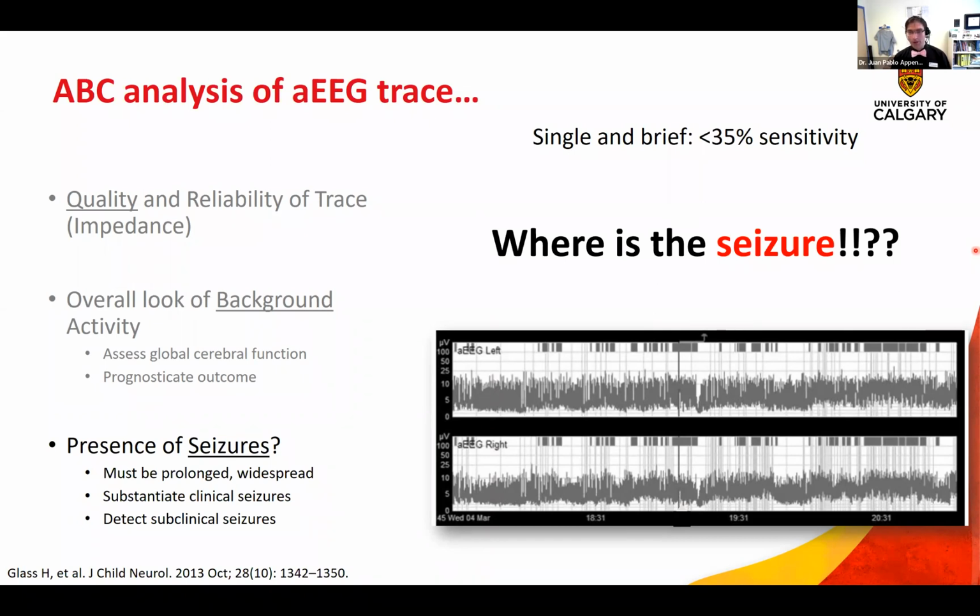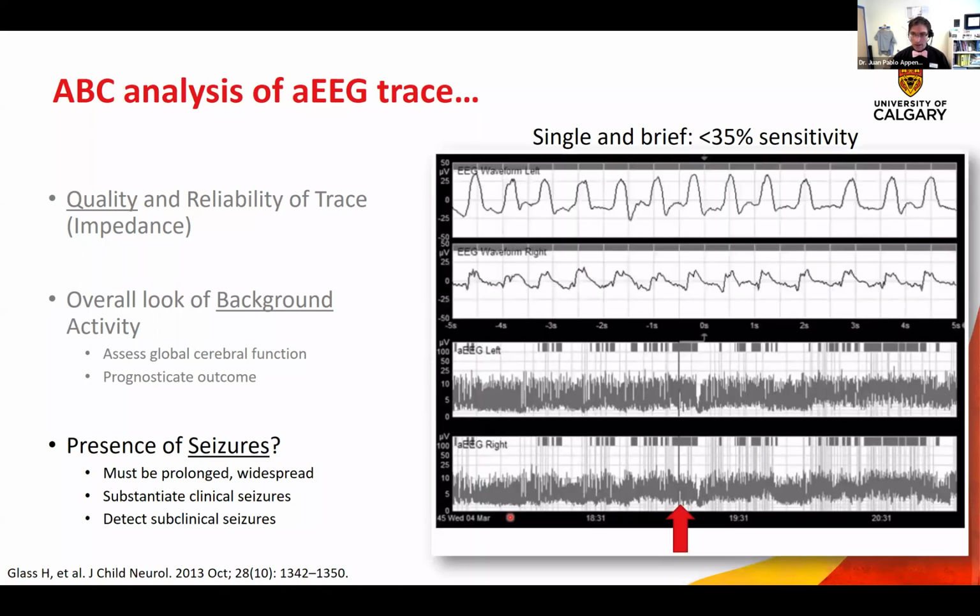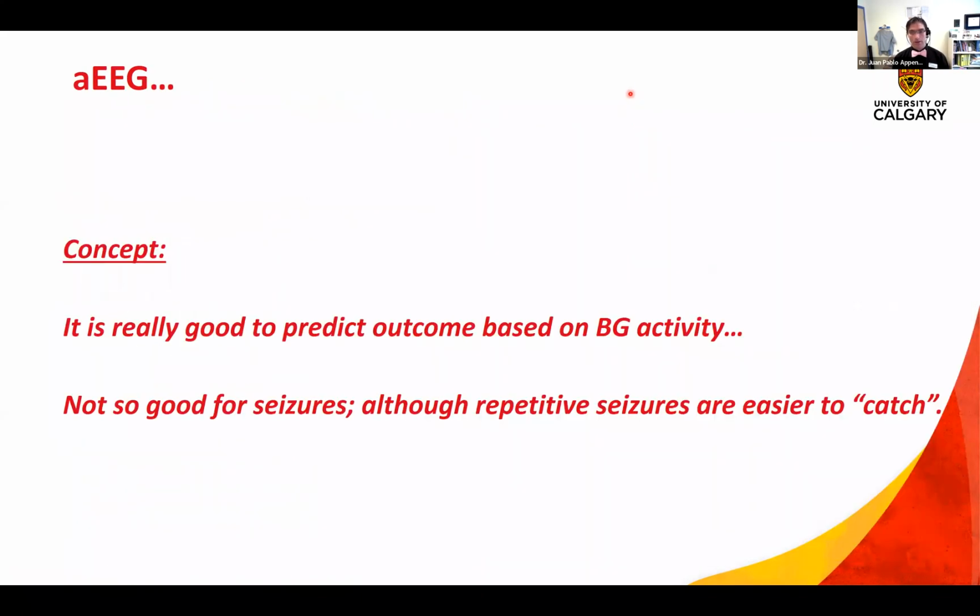Well, this is not a poll, but yes, there is a seizure actually here. And the seizure is right there, this single line. Brief single seizures are very challenging to be picked up by the amplitude integrated EEG. So that is another reason why we should think more broadly. It is really good to predict outcome based on the background activity, not so good for seizures, the amplitude integrated EEG, although repetitive seizures are easy to catch.